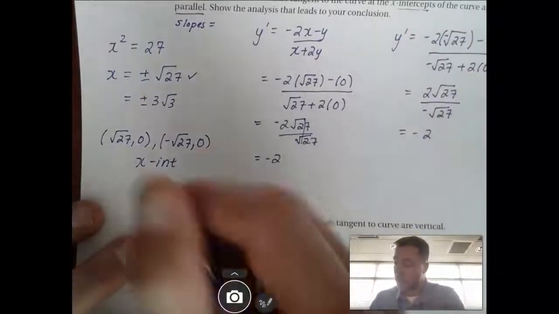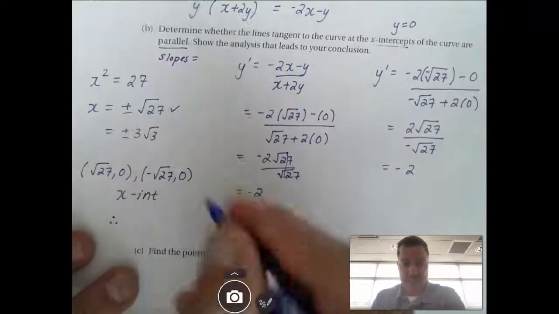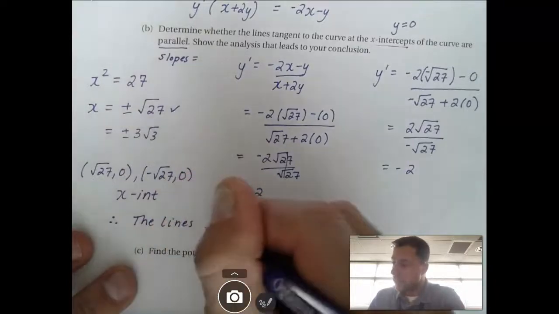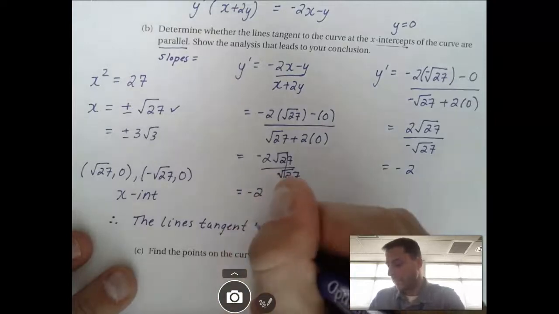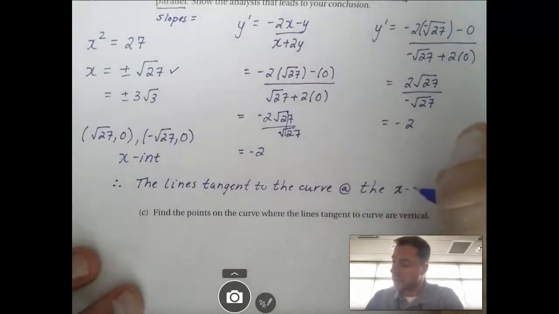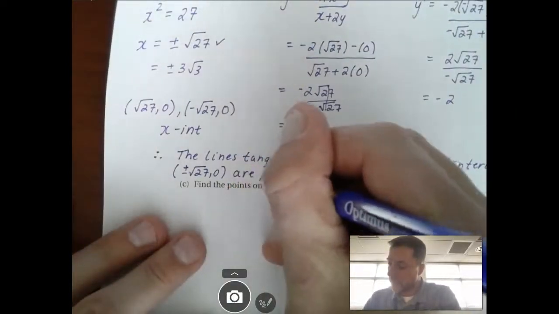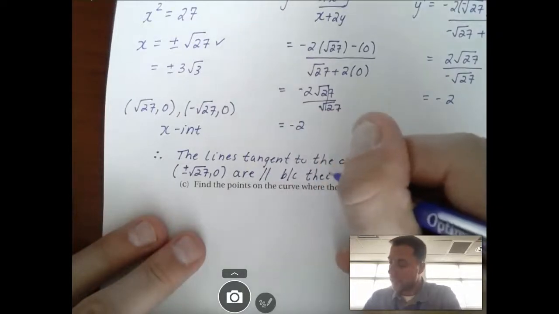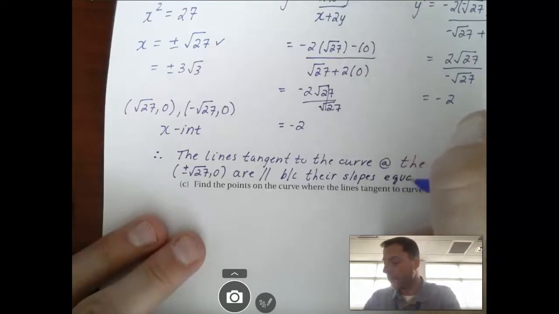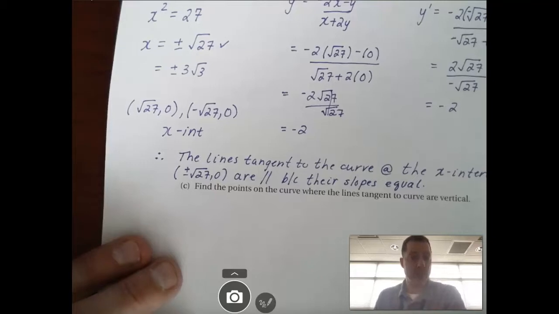Because those slopes are negative 2, the same, we know that the tangent lines at the x-intercepts are parallel. So how do we want to say it? We could say the lines tangent to the curve at the x-intercepts, plus or minus root 27 comma 0, are parallel because their slopes are equal. And that's good enough for that problem. We've found the x-intercepts, we found their slopes match, therefore the lines tangent at those intercepts are parallel.